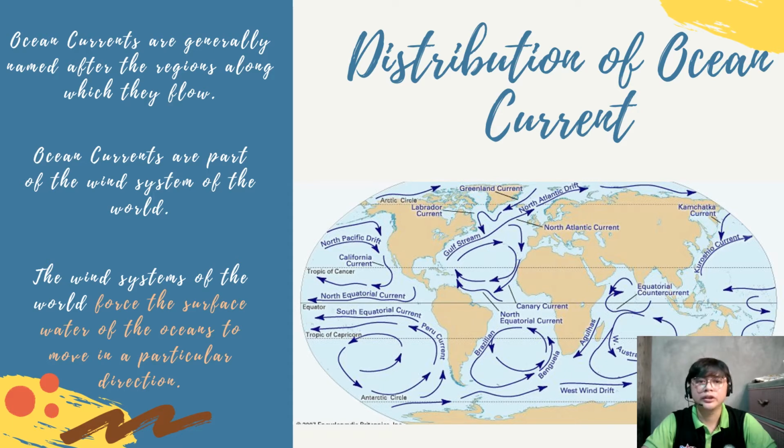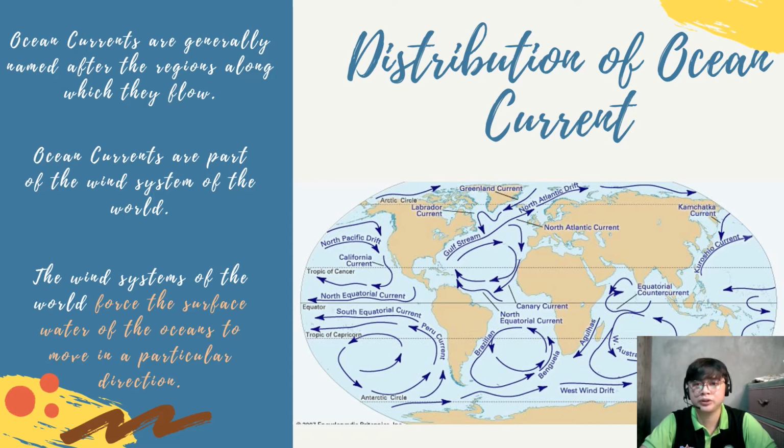Ocean currents are generally named after the regions along which they flow. As you can see there, they have different names according to their places or regions. We have the North Pacific Drift, Gulf Stream, North Atlantic Drift, the Kuroshio Current, and many more. Ocean currents are part of the wind system of the world. The wind system of the world forces the surface water of the oceans to move in a particular direction.